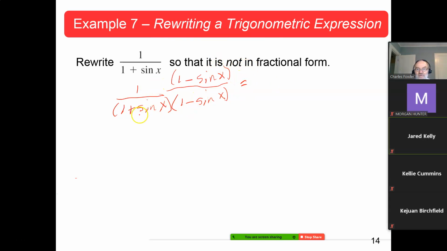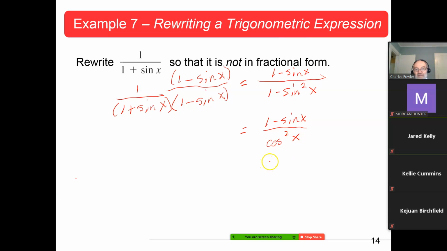Except, let's look at what that denominator is. A sum times the difference of the same two quantities would be the difference of their squares. 1 minus sine squared x. And this is all under 1 minus sine x. Okay, well, hopefully that rings a bell there. This is cosine squared x. So this will be 1 minus sine x over, that's your numerator, over cosine squared x.